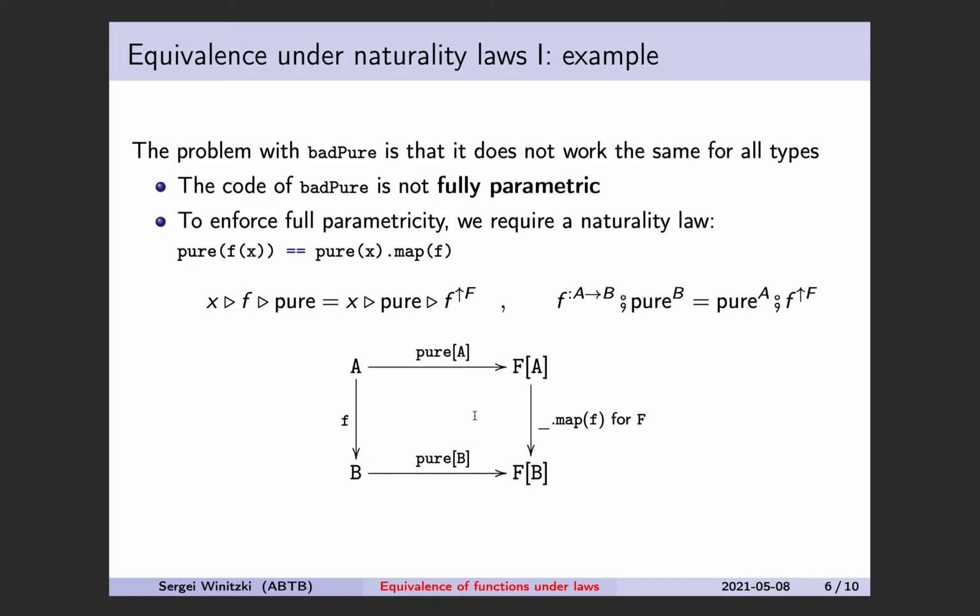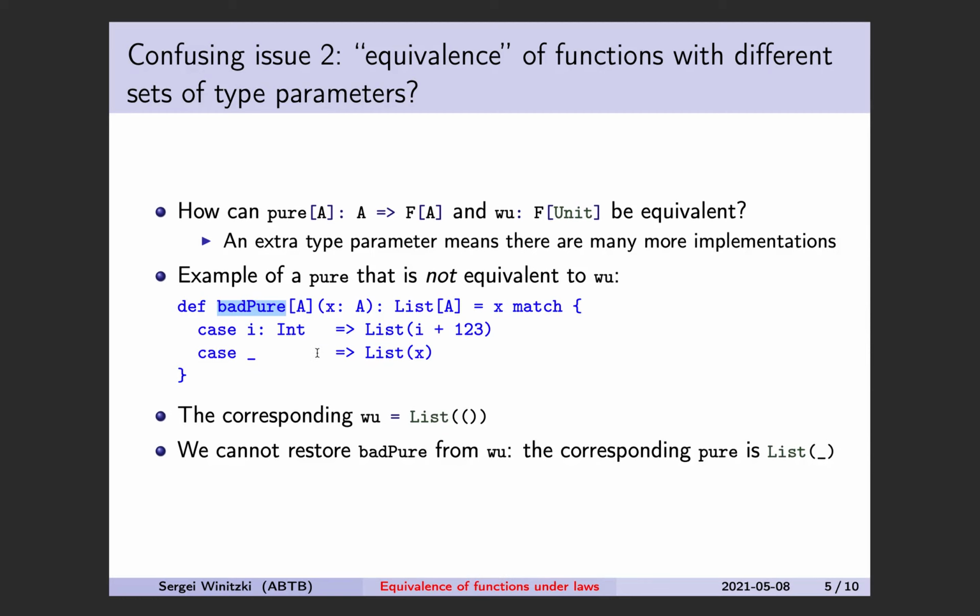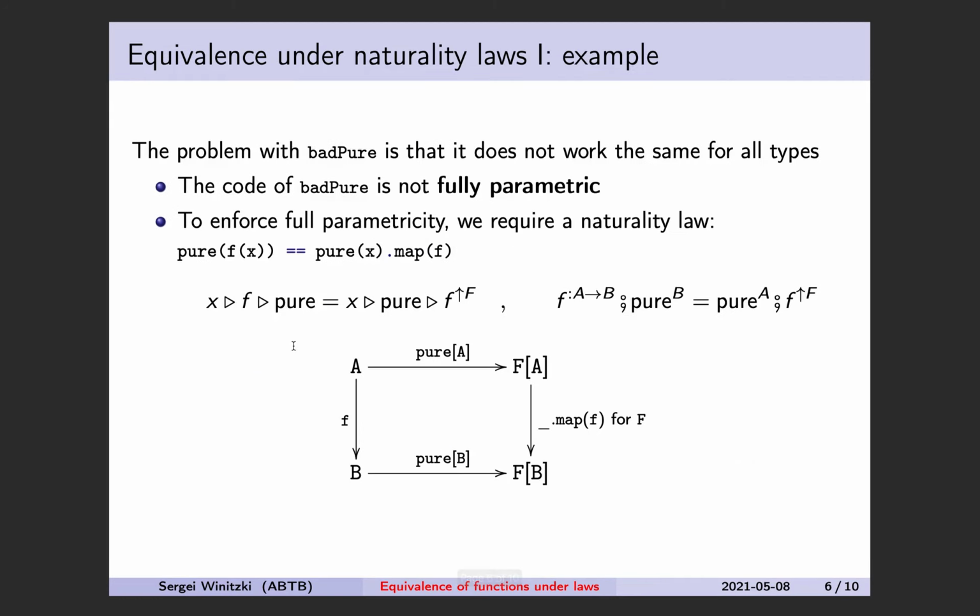So this naturality law will not hold for this bad pure function. That can be checked by just running this code. You can have a certain function here with some integer parameter, and this just won't work. And the naturality laws enforce this intuitive idea that a function's code works in the same way for all types. And for each type parameter in a function, you can write a naturality law.